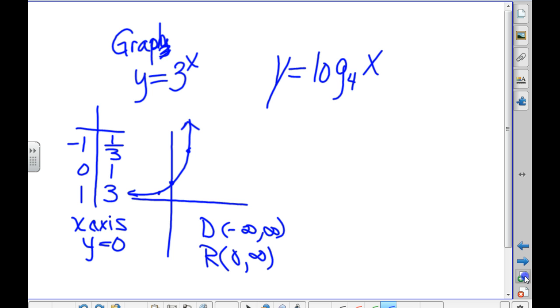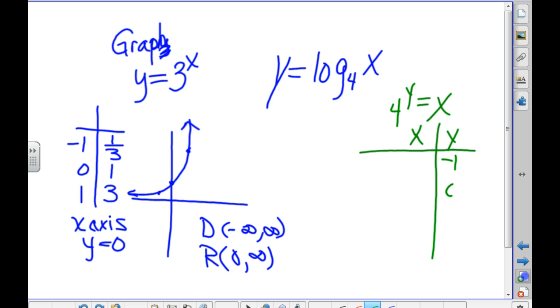Log, okay? I just rewrite it, and instead of putting in x's, I put in y's. This is 4 to the y equals x, right? So I put in some y values. If I put in -1, 0, and 1 over here, 4 to the -1 is, 4 to the 0 is, and 4 to the 1? Then I plot those over 1/4 down 1, over 1 up 0, over 4 up 1. Is that enough to give me the shape?